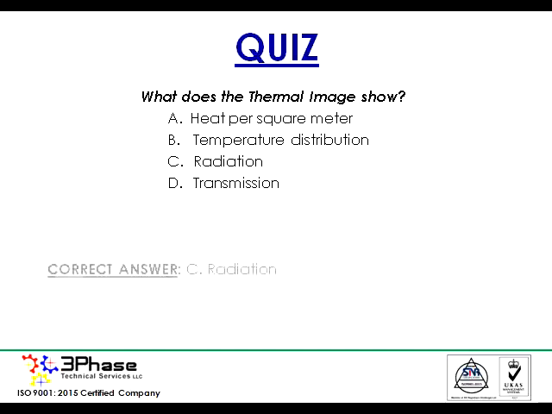Yes, you are correct. The answer is C. Radiation.